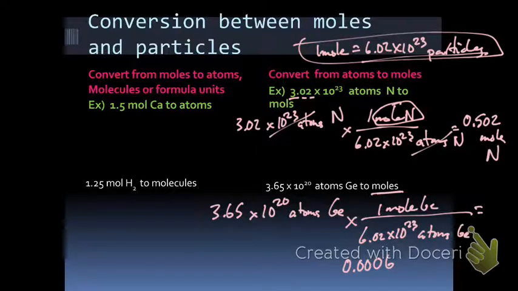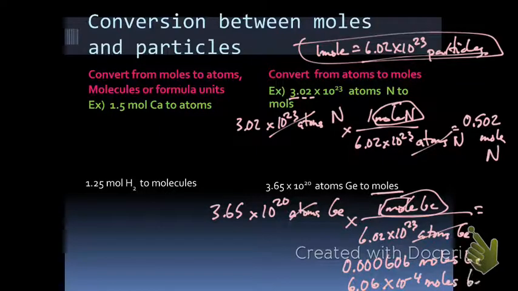0.0006. I went 3 sig figs, 0.06. Atoms crossed out, so it's moles of germanium. Now, you can convert this to scientific notation if you wanted to. Okay, we can do that as well.